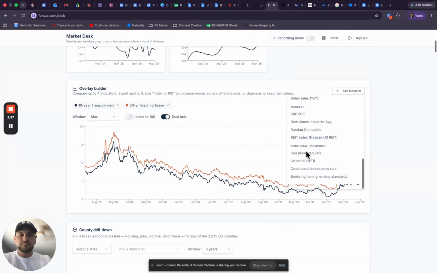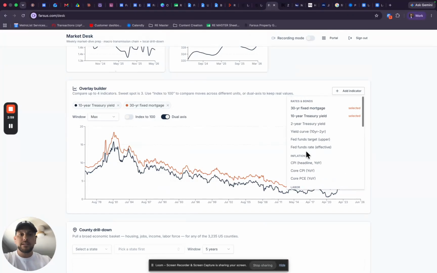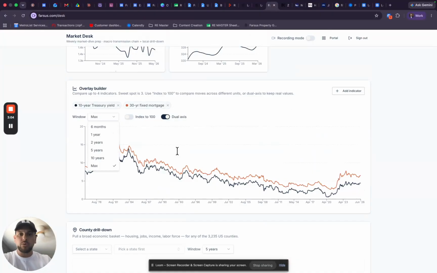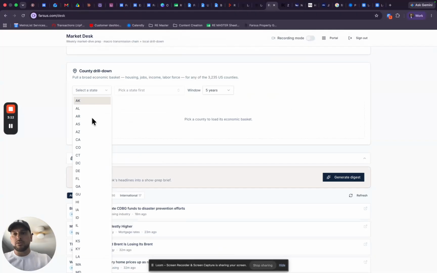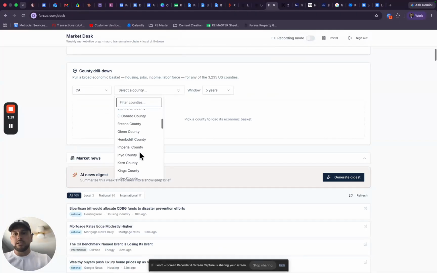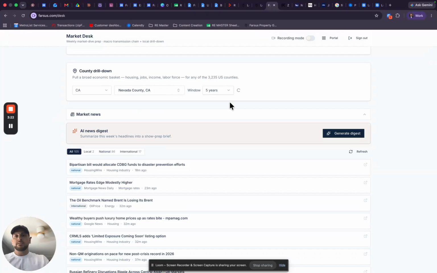That can help paint an additional picture of how the market's doing. You can also adjust the timeline to get more of a historical perspective. And then we scroll down here. We can actually drill down by county. So I'm in California. I live in Nevada County. So we're going to come down here, Nevada County, and it'll pull some of the primary indicators for whatever county in the country that you're trying to look at. And again, all of this is being pulled live from the Fed website.